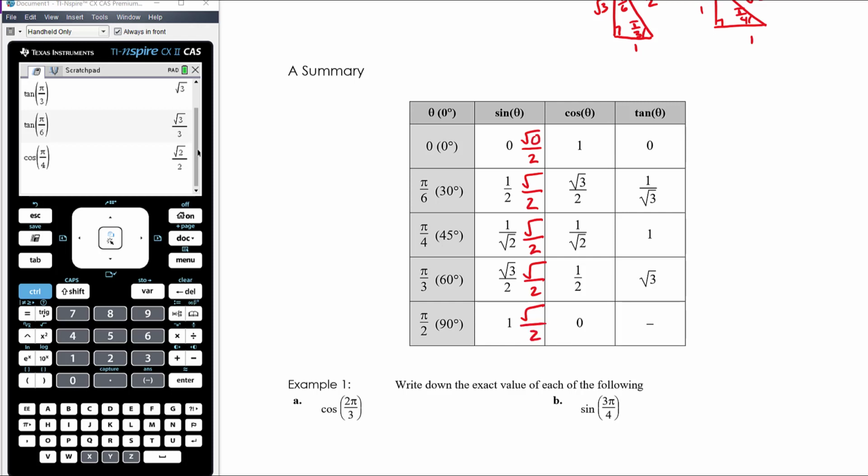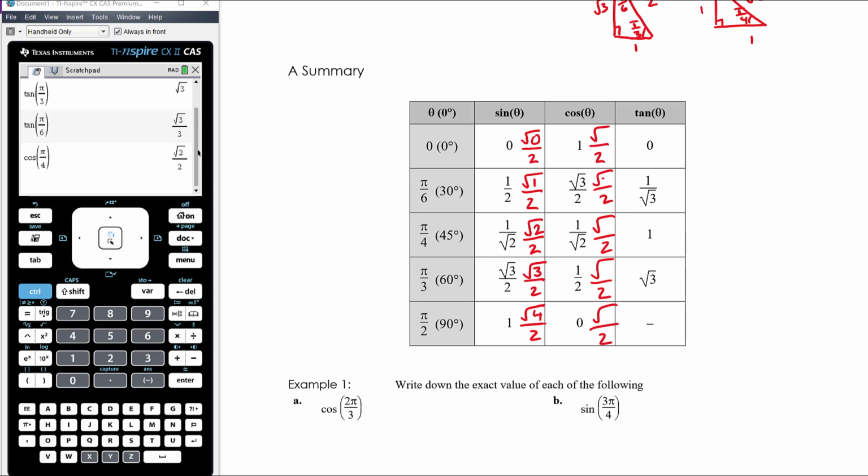Root 0 over 2, which is obviously 0. Root 1 over 2, which is 1 over 2. Root 2 over 2, which is the same as 1 on root 2. Root 3 over 2, can't be simplified. Root 4 over 2 is 2 on 2, which is 1. And then you just reverse that for the cos. So again, they're all something on root 2. Again, you could not give your answer as root 4 on 2. That's not a simplified answer, but just as a way to generate them.